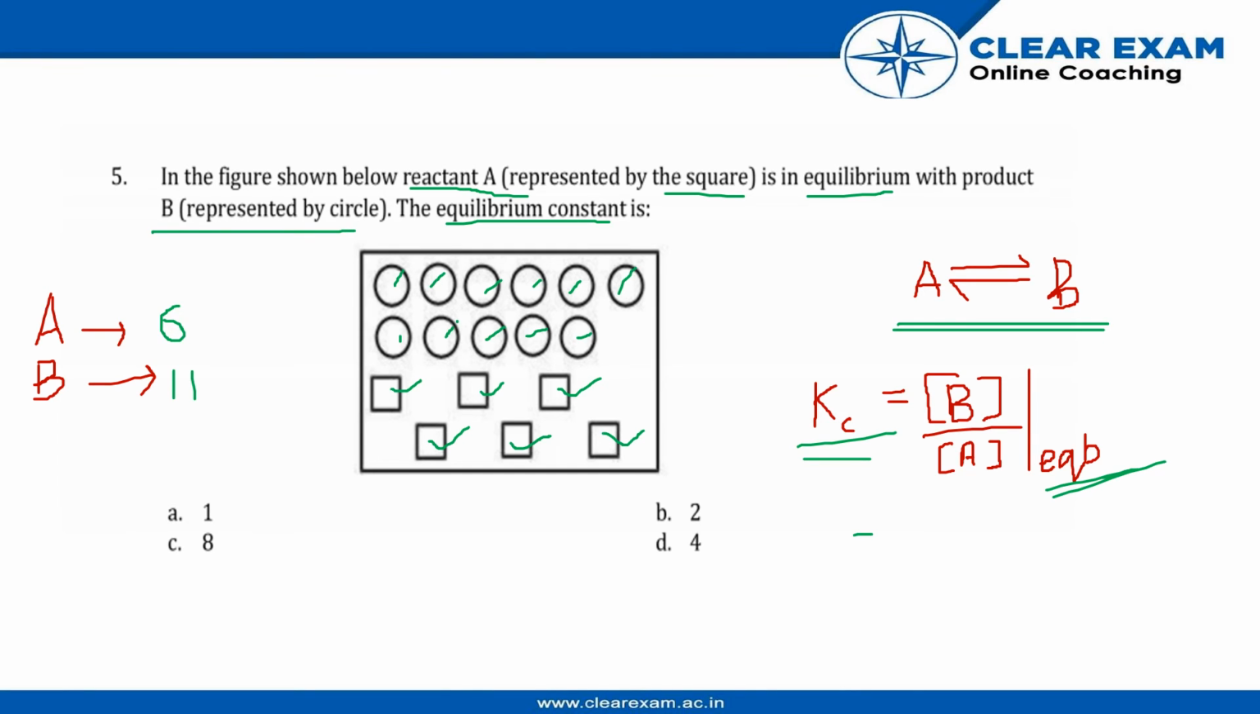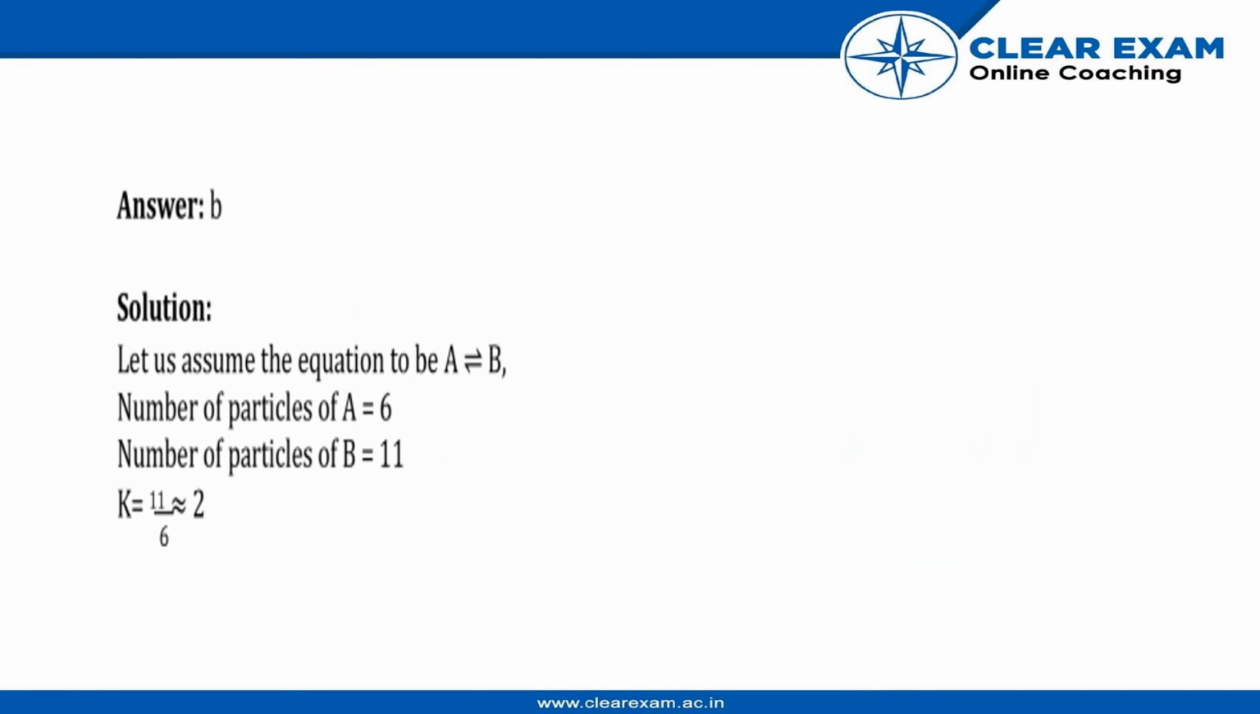So we already know that the concentration of B at equilibrium is 11 and the concentration of A is 6. And this is equal to 1.83, which is approximately equal to 2. Therefore 2 is our equilibrium constant.